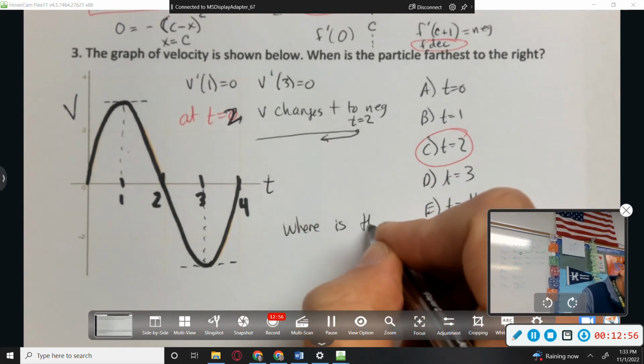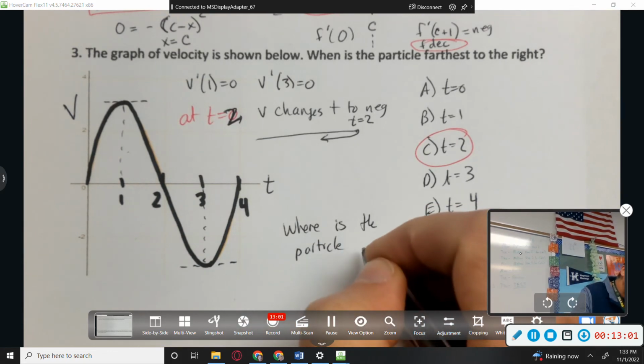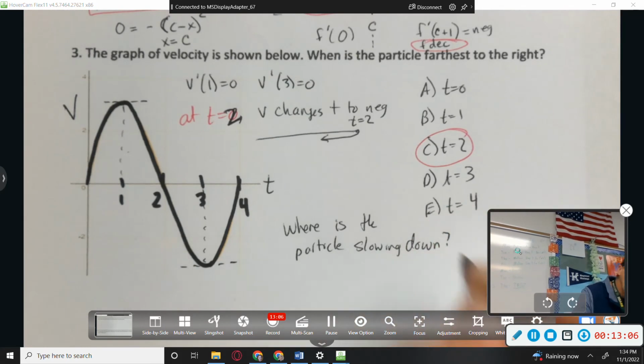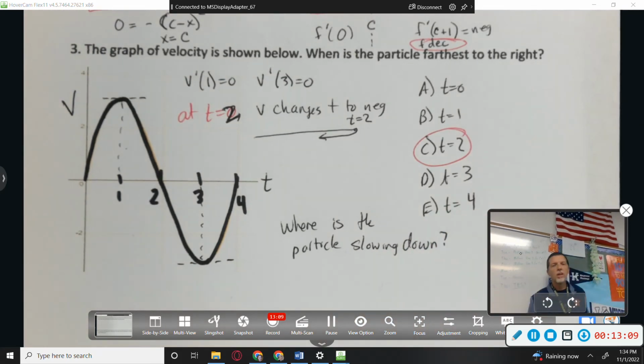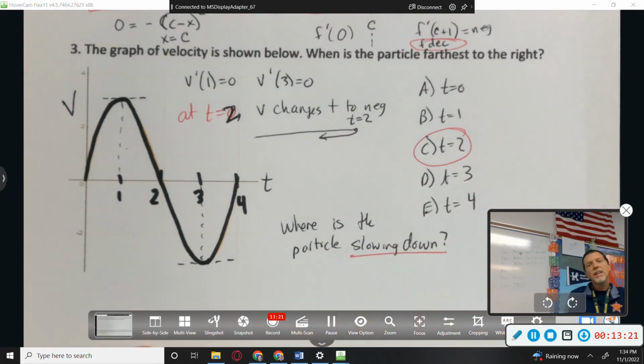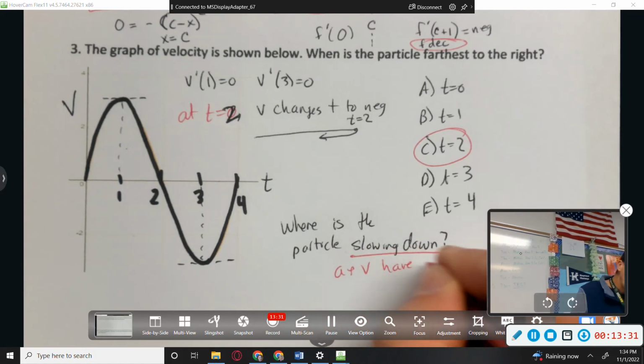Where is the particle, adding this on, forgot about this. Where is the particle, let's say, slowing down? Where is the particle slowing down? Well, it's going to be an interval, not just a point. So, justify first. What does it mean to be slowing down? Acceleration and velocity have to... Not necessarily slope negative. That would mean acceleration is negative. But slowing down means a and v have different signs.